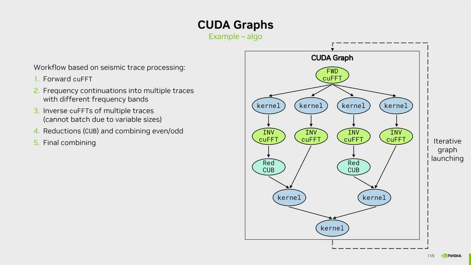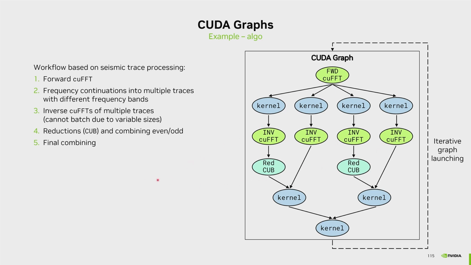Okay, now let's talk about a slightly more complicated kernel. This kernel is based on a seismic processing workflow. So we have a seismic trace, which is a single one-dimensional array, and we do some processing in the Fourier domain. First we run a forward FFT. Then we create multiple traces of different sizes by using frequency continuations. And then we have to do an inverse FFT on each trace. But since each trace can have its own size, we cannot batch those. So we do these multiple inverse FFTs in parallel.